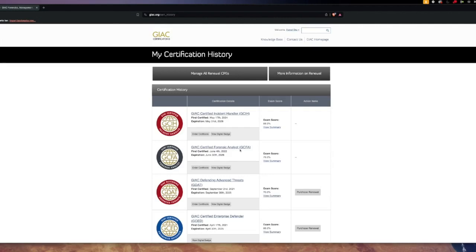First of all, I did it backwards. Most people would take the GCIH and then advance to the GCFA, because the GCFA is a far more difficult and more advanced cert in terms of what is being taught and what they expect you to know.